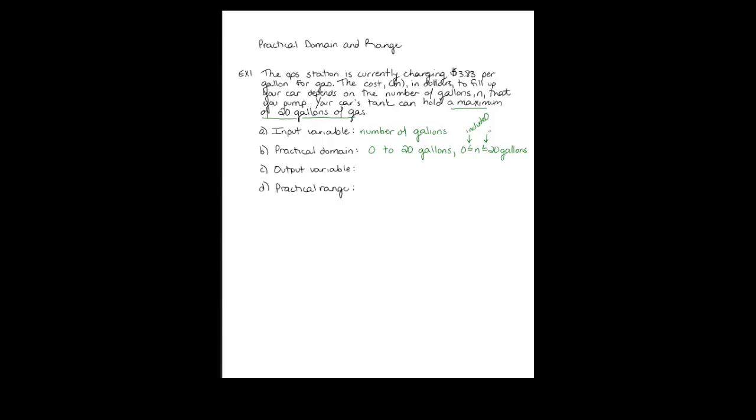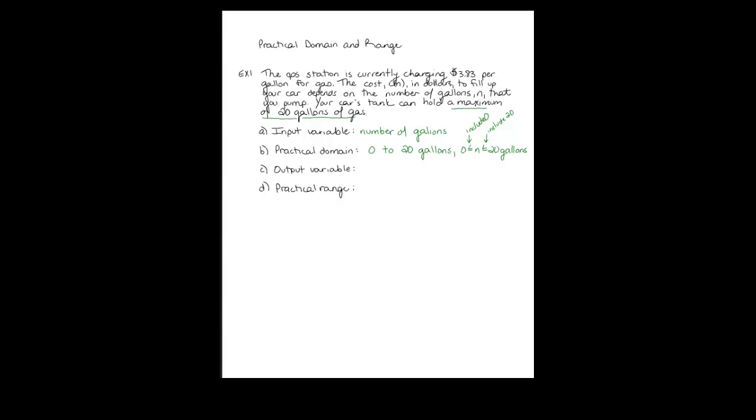And on the other side, include 20. This is something that you need to think about because in some situations the endpoints might not make sense. The endpoints might not actually be part of the practical domain. So it's just something to think about. But here we can't imagine pumping 0 gallons. We can imagine pumping 20 gallons. So those endpoints are included in the practical domain.